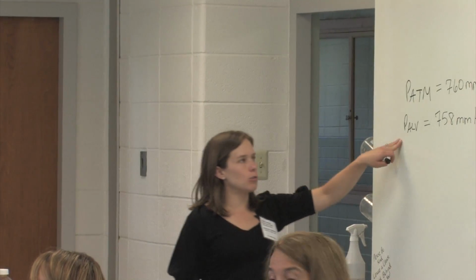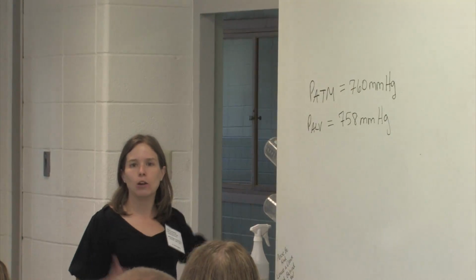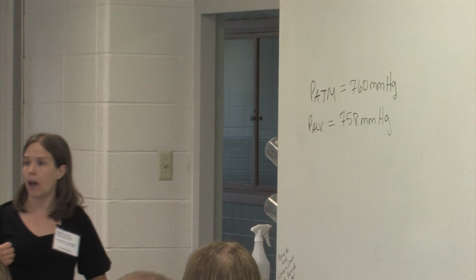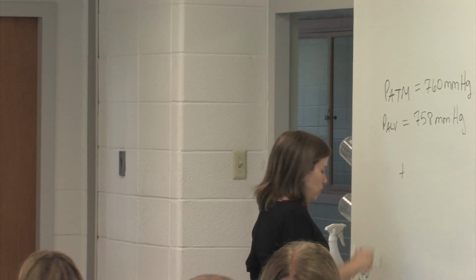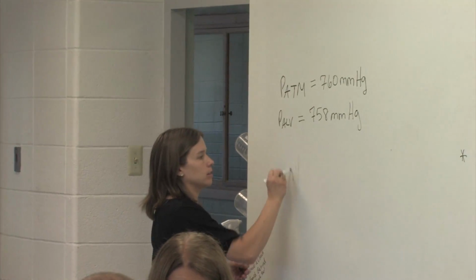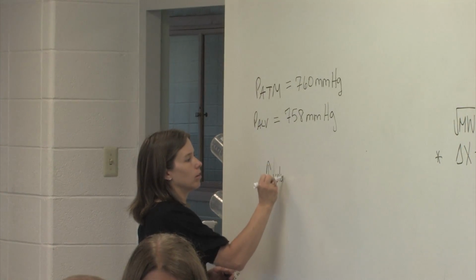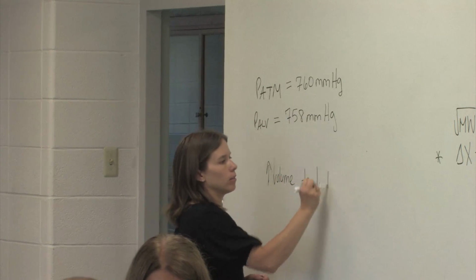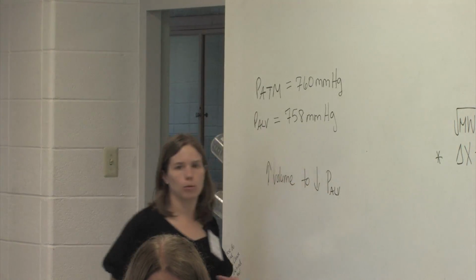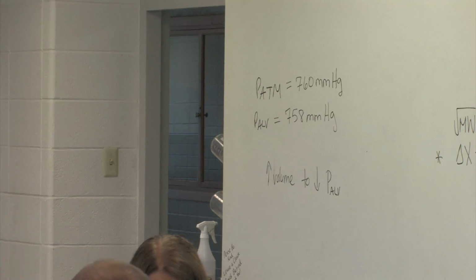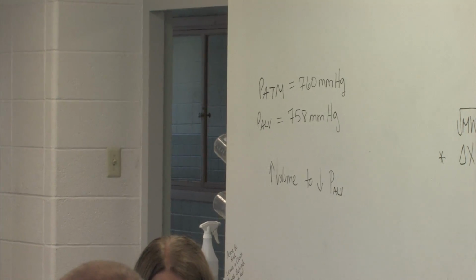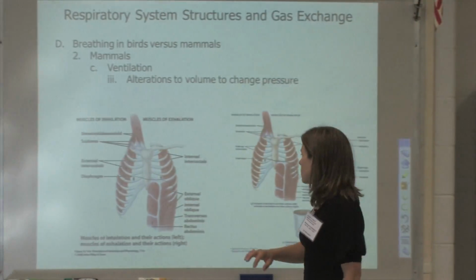The way we need to drop the pressure is by increasing the volume of the thoracic cavity. Okay? So we need to increase volume to decrease the alveolar pressure. Okay? The way that we do that is by contracting muscles. There's two groups of muscles that contract to increase the volume of the thoracic cavity.